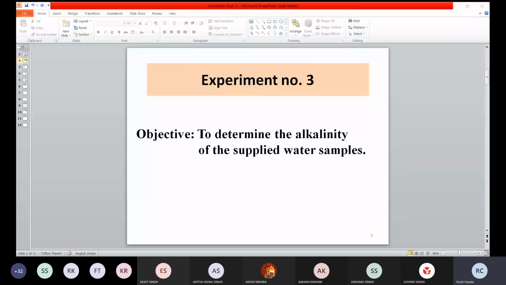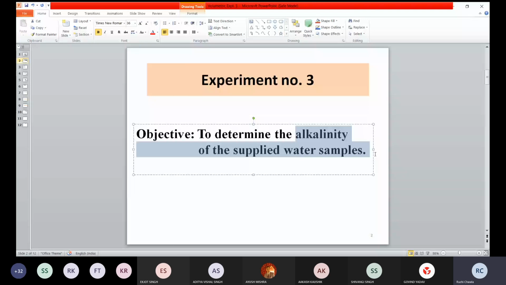Okay, so with that, we can start today's experiment. There is nothing much to be taught today regarding the experiment, because as you can see, the objective is the same. You have to find out the alkalinity of the supplied water samples. Now, the only change is that in the second experiment, you were supplied only one sample, and in experiment number 3, there will be two samples. One will be supplied in a plastic bottle, and the other in a glass bottle. This is how you differentiate between the two samples, on the basis of which bottle the sample is supplied in.